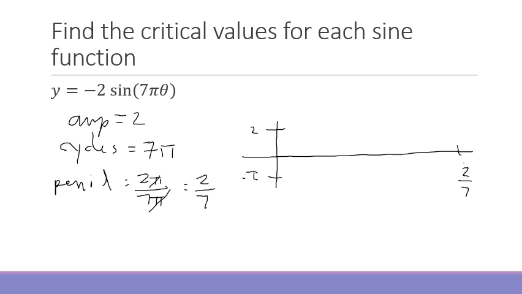Okay, so 2/7. So this graph is also negative, so it's also starting in the middle and going down first. And there we go.